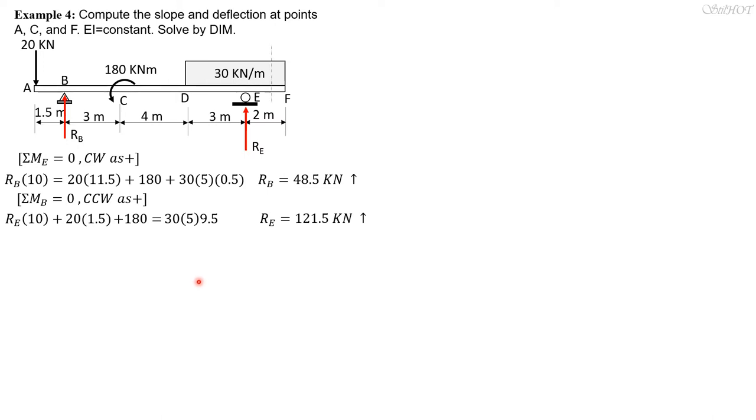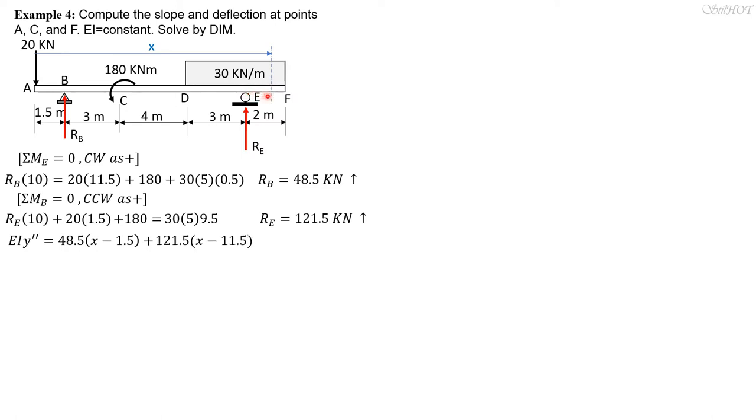Now we section EF, and the distance from the left end, let's call that X. Since we only have one equation of the elastic curve, let's call that X from the left hand. EI y double prime equals RB, which is 48.5 times X minus 1.5, since the distance from this section up to here is X minus 1.5, then plus RE, which is 121.5, and this distance is x minus 11.5.